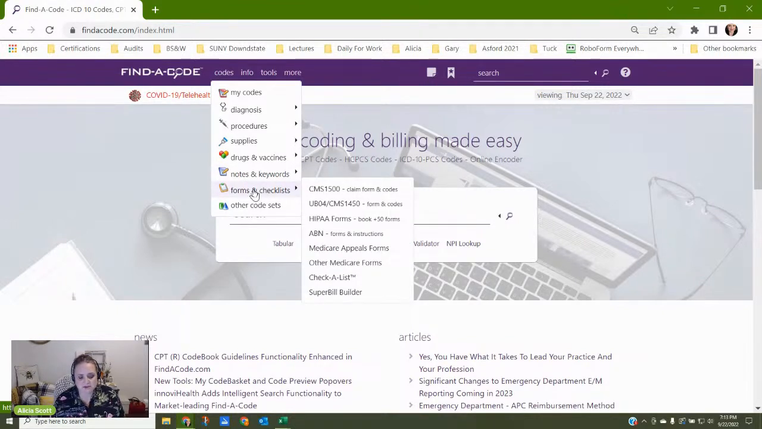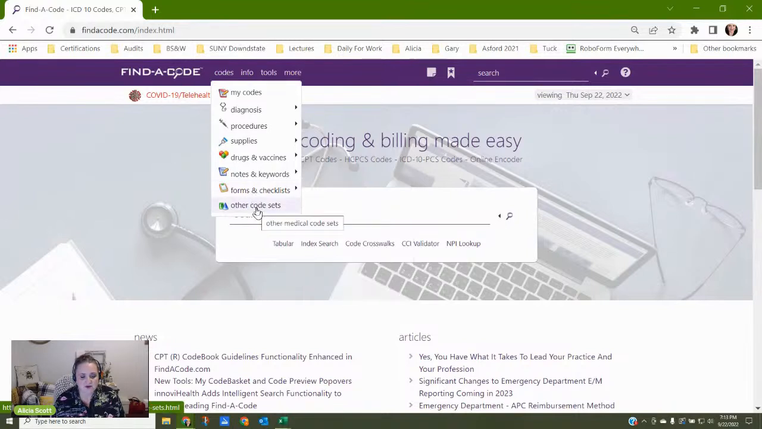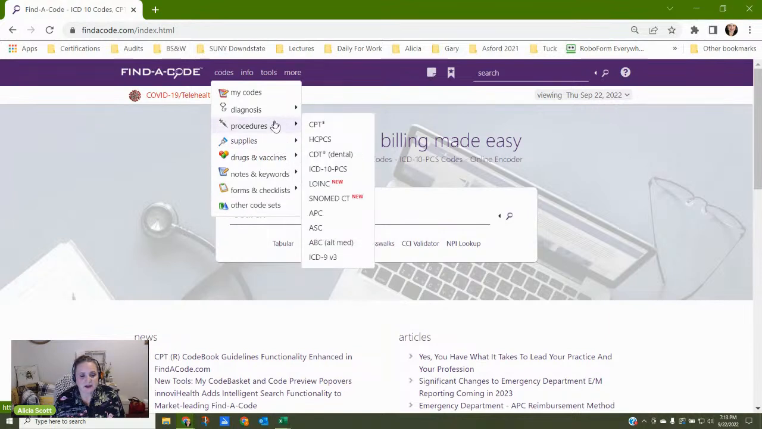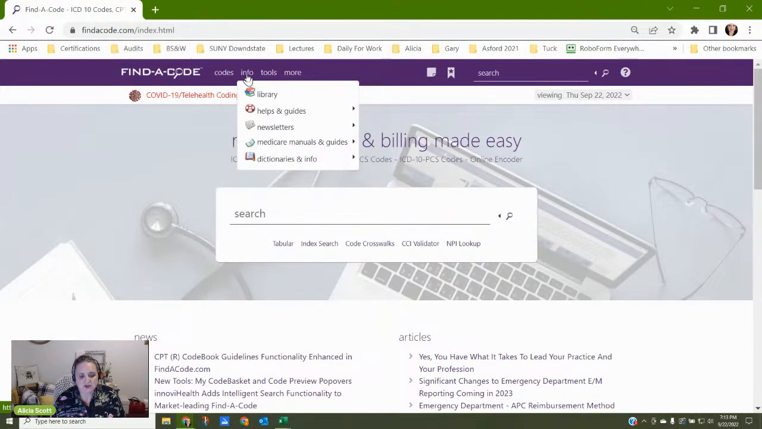There's also some additional CMS forms, UB-04 forms, HIPAA, and things like that. Other code sets that I've never really played with that much. But that being said, let's just look real quick at a few ancillary things that you could get.